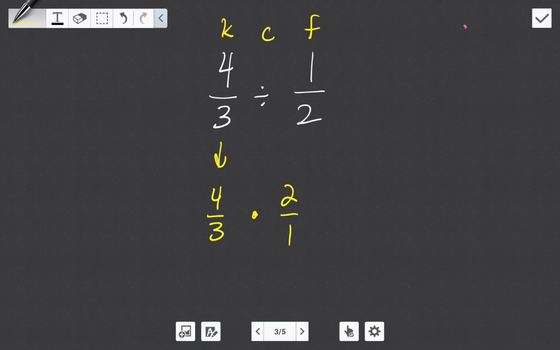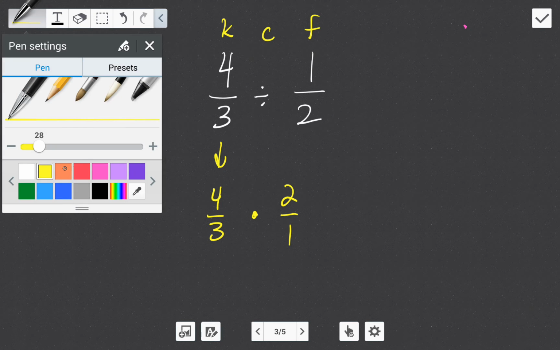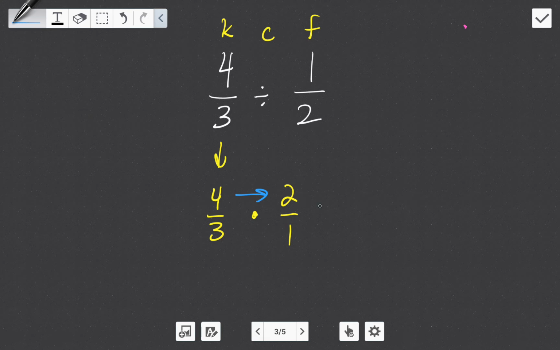Now, when we have this written down as a multiplication problem, all we need to do is multiply across the top. Here, we're going to do 4 times 2. That's going to give us 8. And 3 times 1 is going to give us 3. What we need to remember now is that we have to simplify whatever we end up with. Here, we have an improper fraction, so we're going to go ahead and turn that into a mixed number. We do that easily by doing what it says, 8 divided by 3. Because remember, the fraction bar means to divide. All right, so 8 divided by 3.